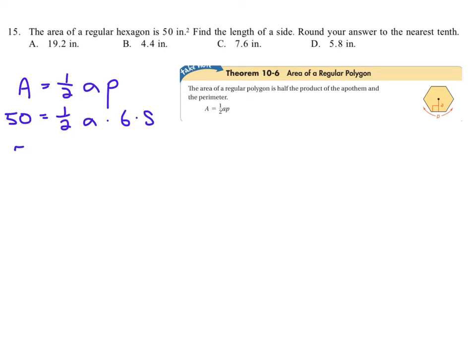And I'm going to simplify it a little bit by saying 50 is equal to, what's 1/2 of 6? 3. So that's like 3 times A times the side length. Now, if we want to know the side length, the first thing we're going to need to do is find the apothem. Check out what's going on here. I'm going to draw the hexagon. And in fact, let me just draw it out.